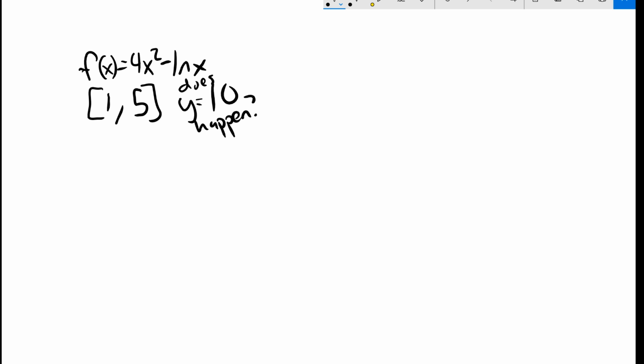This is how intermediate value theorems are often phrased. Even on the AP test, they're going to give you some janky function in the problem, and like part B or C is going to be, hey, does the value of this function ever have to be 10? And you have to go in and figure out if it does. So the easiest way to figure out if it does is to actually plug in the points. And if I plug in the points at 1, I get 4 times 1 is 4 minus natural log of 1, or 0, because natural log of 1 is 0.